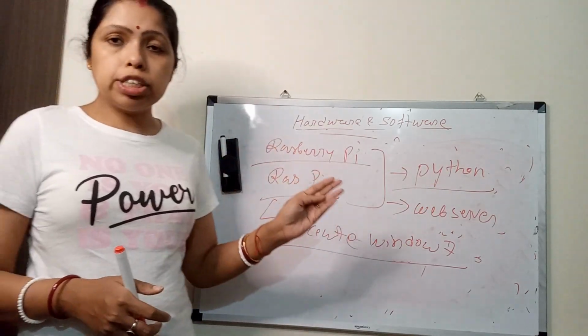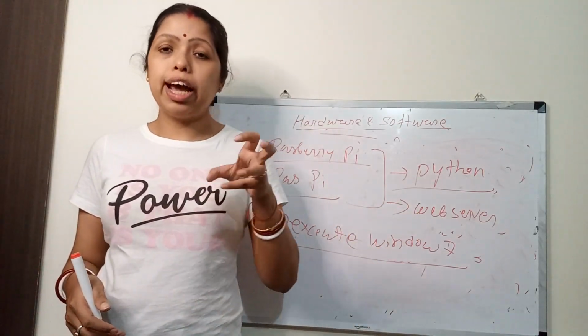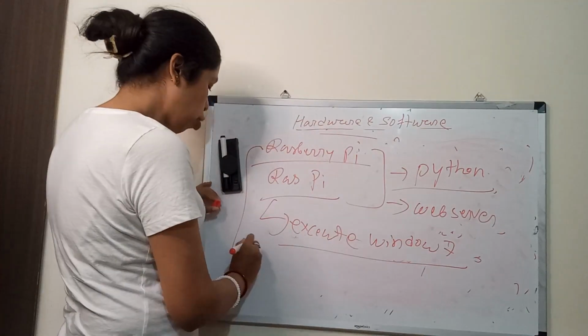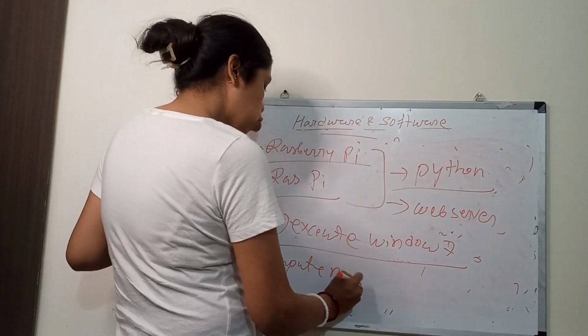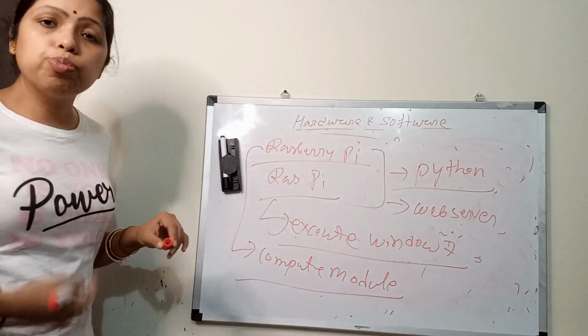It has different versions. One is the full scale version, another is the small Pi Zero version, and another is the compute module. The compute module is normally used for designing IoT devices.